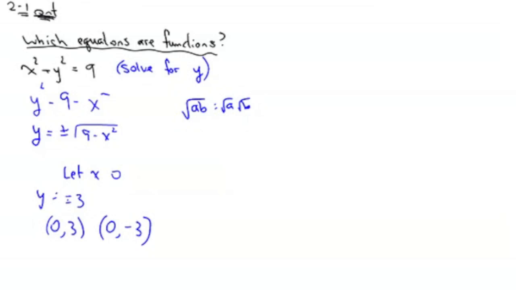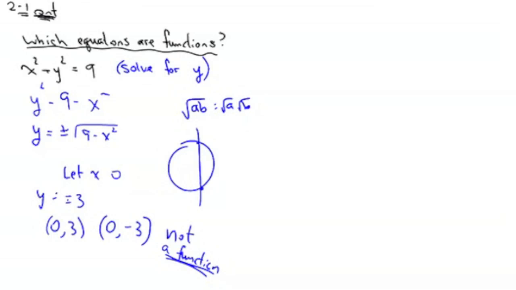For every x, there should only be one y, and this one actually has 2. By the way, the graph of this thing is a circle. Can a circle be a function? Fails the vertical line test. Remember that? We talked about it. If a vertical line hits the graph more than once, it's definitely not a function. So this one is not a function. Without a doubt.